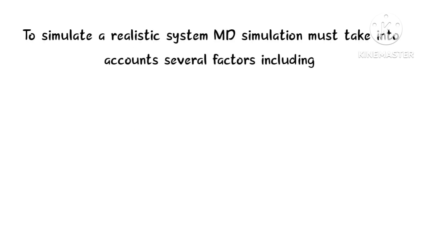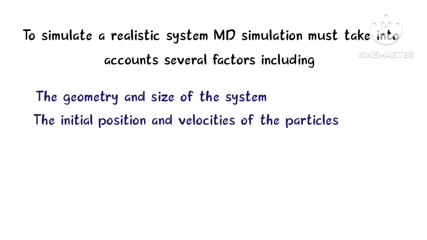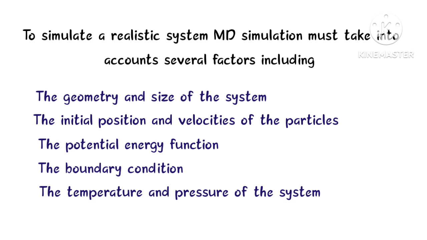To simulate a realistic system, molecular dynamic simulations must take into account several factors, including the geometry and size of the system, the initial positions and velocities of the particles, the potential energy function that describes the interactions between the particles, the boundary conditions that define the edges of the system and how particles interact with them, the temperature and pressure of the system, which can be controlled by adjusting the simulation parameters.